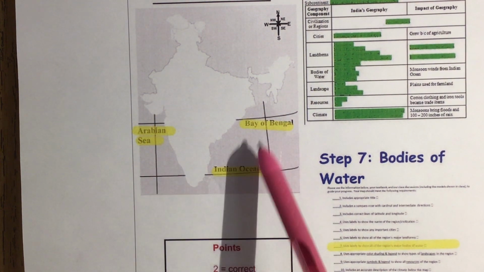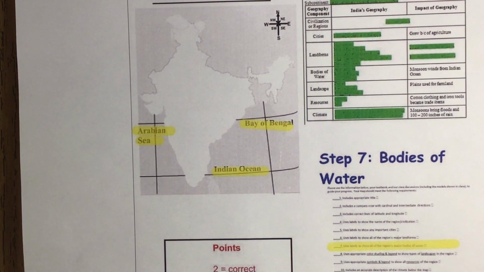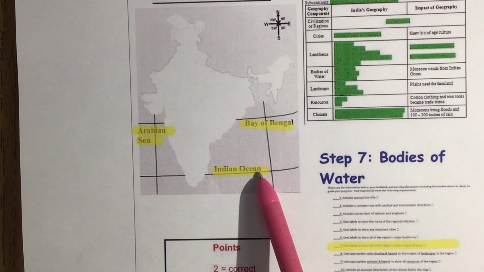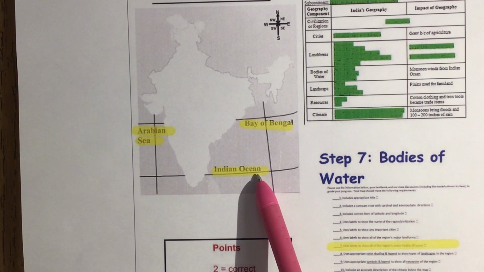Okay. So if you have all 3, you get 1 point on step 7. I'll say if you forgot one of them, I'll let you get a half point, but you can't miss any more than that. If you miss more than one, it's a 0 on step 7.